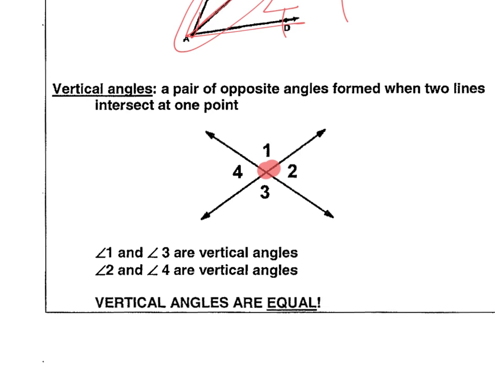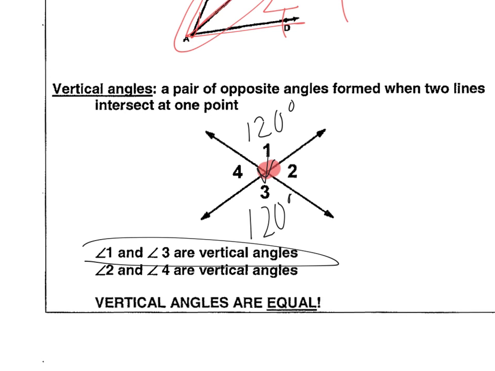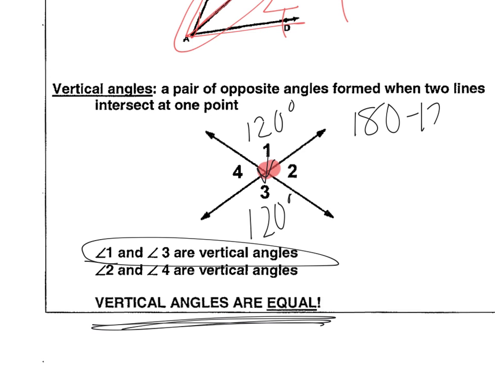So if we said, for instance, and I'm just making this up right now, that angle 1 is 120 degrees, then angle 3 is actually going to be the same measurement. 1 and 3 are vertical angles, and vertical angles are equal. They have the same measurement. Then to figure out what angle 2 is, we can see that 1 and 2 are adjacent angles and supplementary. So we would figure out what angle 2 is by doing 180 minus 120. Now that's going to give us the measure of angle 2.